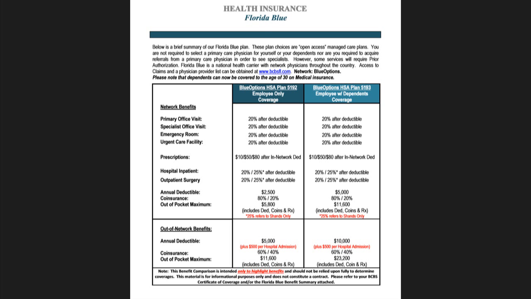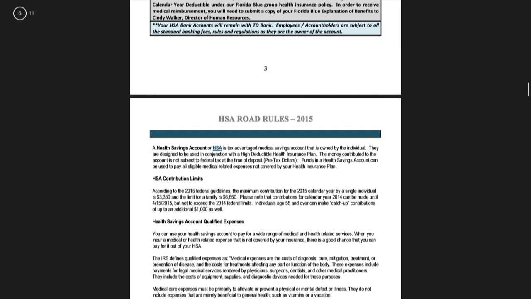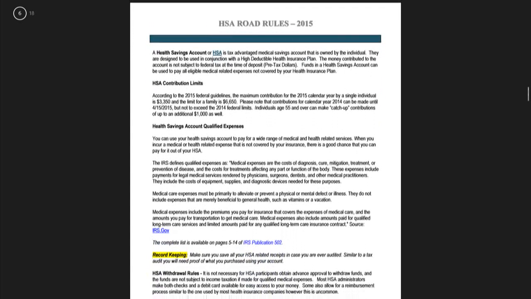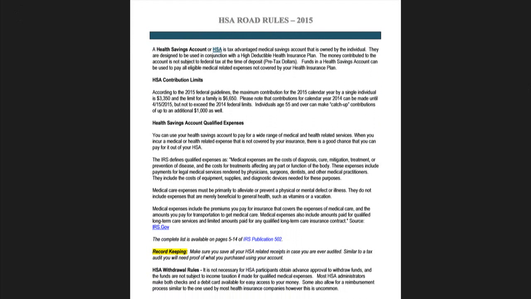Okay, moving on to page 4 is the HSA road rules for 2015. Here you will find the 2015 road rules, as I mentioned. Under the HSA contribution limits, you'll note that the maximum contributions for 2015 are going up to $3,350 for a single individual or $6,650 for families. Also, any individuals aged 55 and over can continue to make catch-up contributions for an additional $1,000.